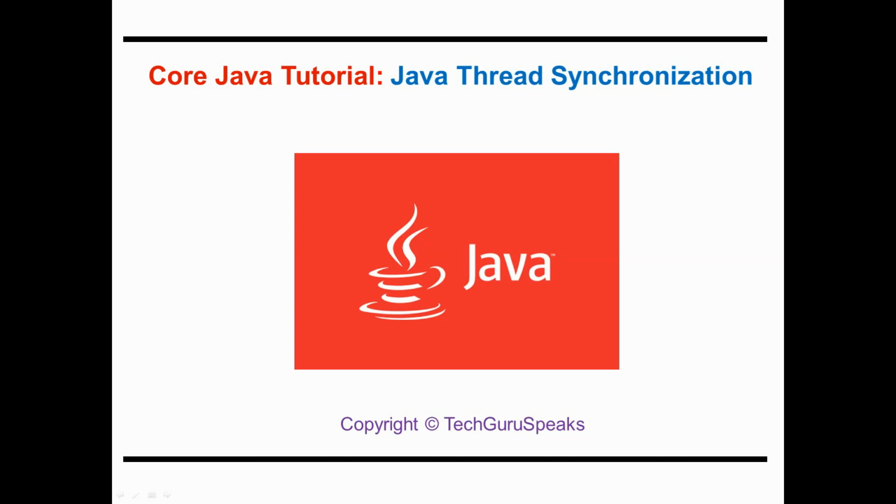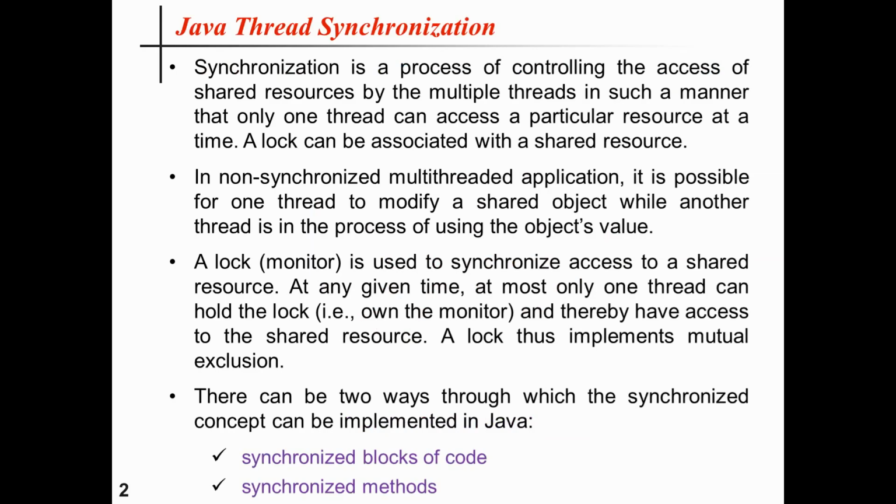Today I would like to describe one of the important concepts of Java multi-threaded programming, and that is Java thread synchronization. In Java multi-threaded programming, synchronization is a process of controlling the access of shared resources by multiple threads in such a manner that only one thread can access a particular shared resource or shared object at a time.